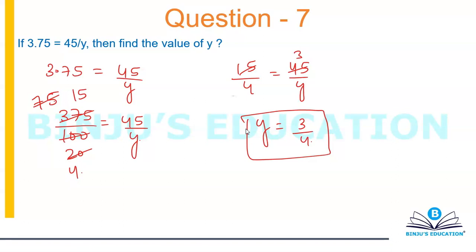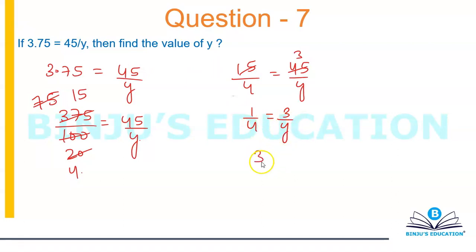Okay, did I do something wrong? Oh, sorry, my mistake. I've made an error. So this is basically 1 by 4 is equal to 3 by y. So this is gonna give us y is equal to 3 into 4, and y will be equal to 12. My mistake. It's not 3 by 4, the answer is 12. Sorry for the mistake, it's 12. I did a blunder, calculation blunder.